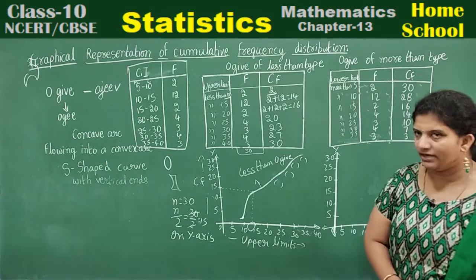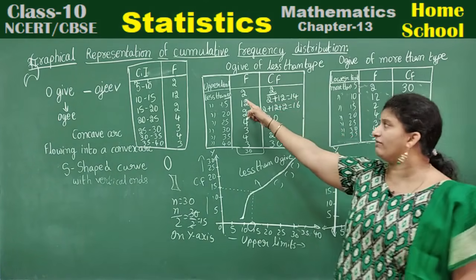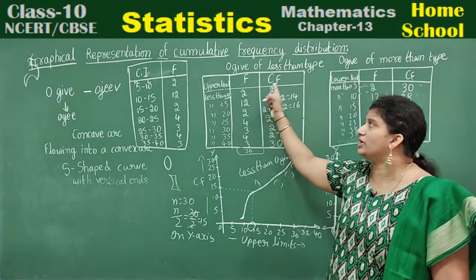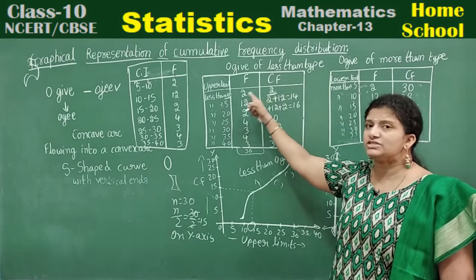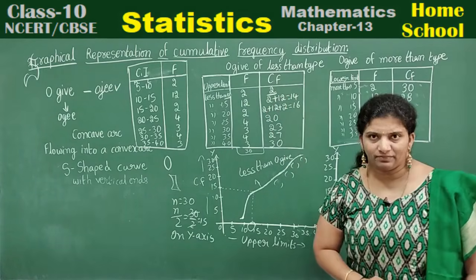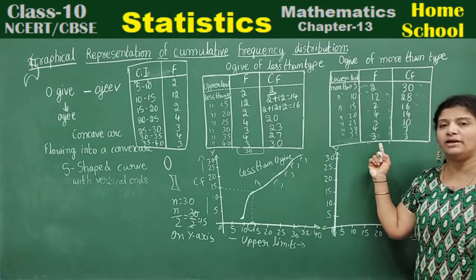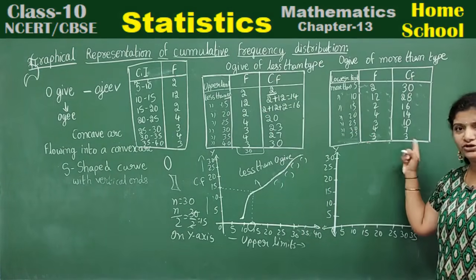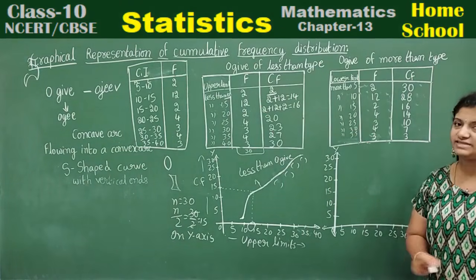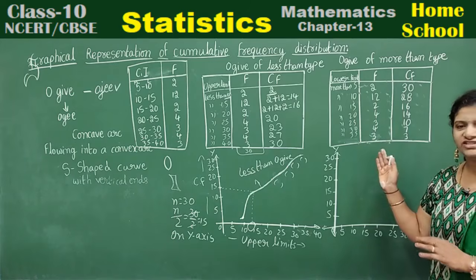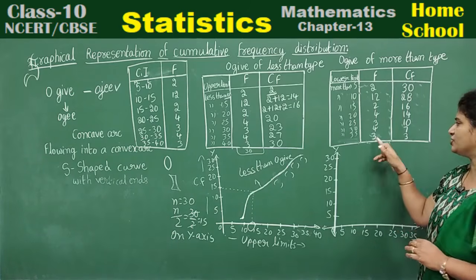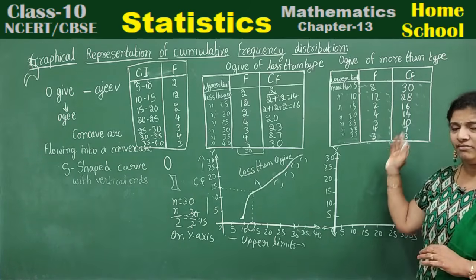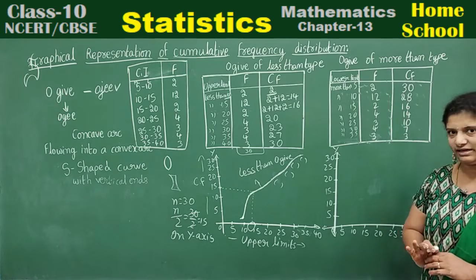Just one small hint while you are doing cumulative frequency. In less than type, in the first row, frequency and cumulative frequency, both numbers will be the same. Whereas in more than type ogive, in the last row these two numbers will be the same. How to check whether your calculation is right or wrong? You need to check these two numbers. If the same came, yes, our calculation is correct.